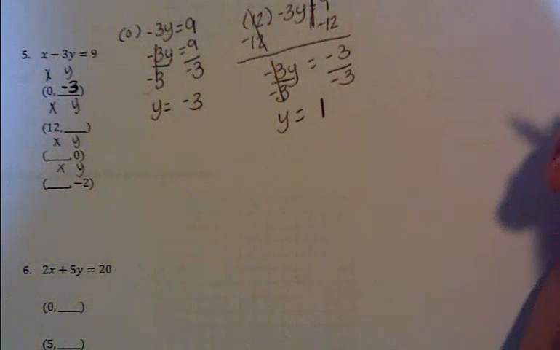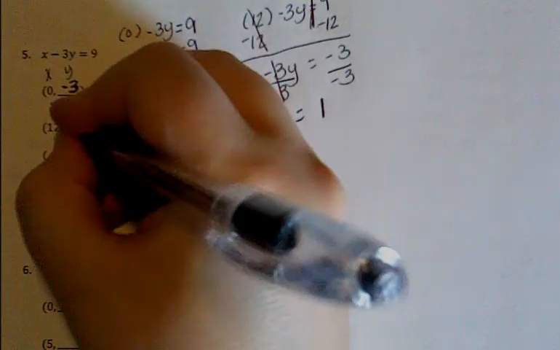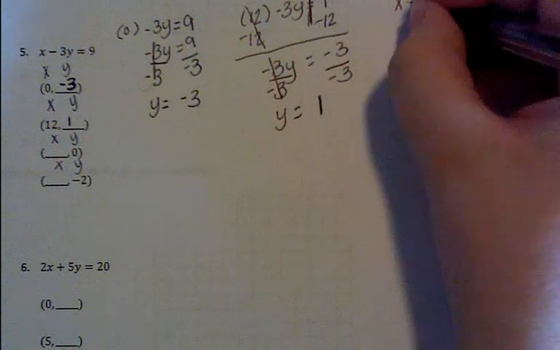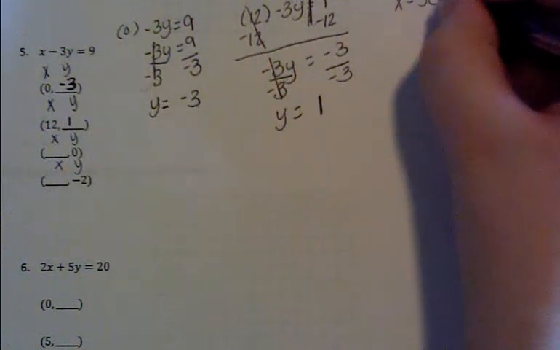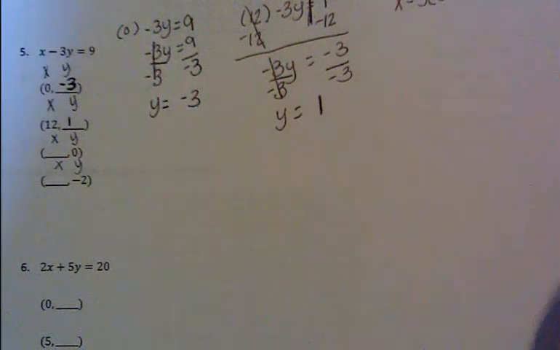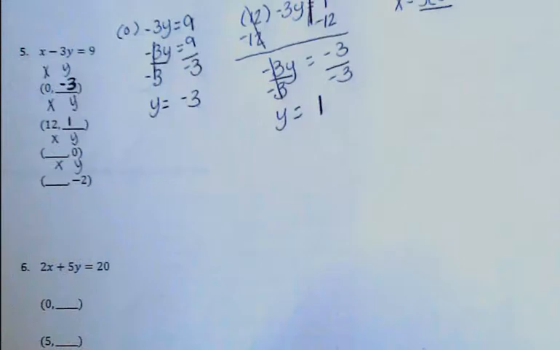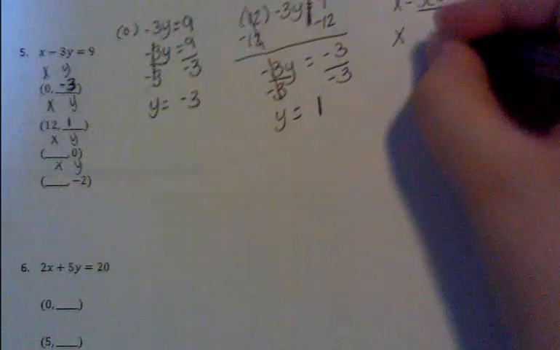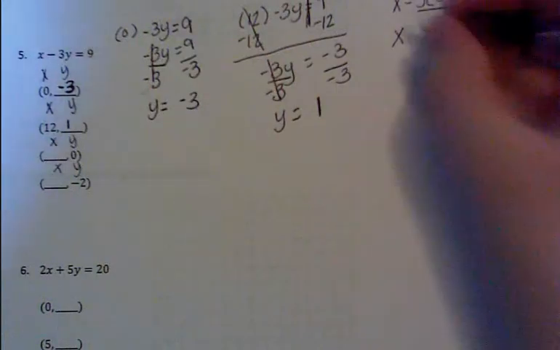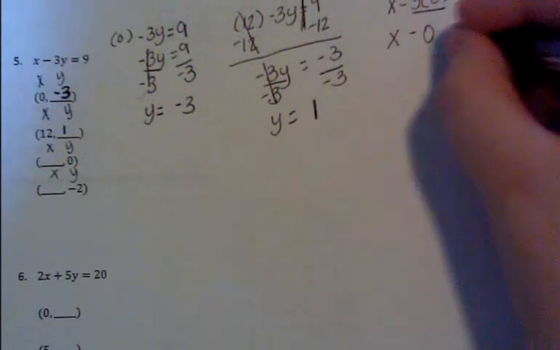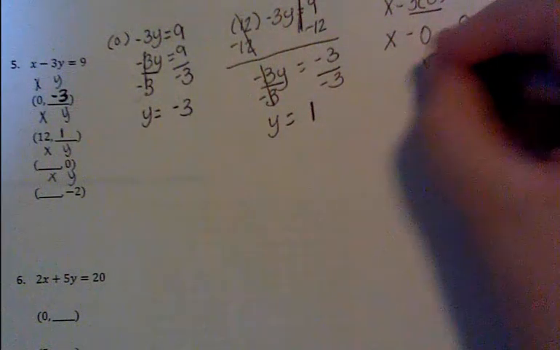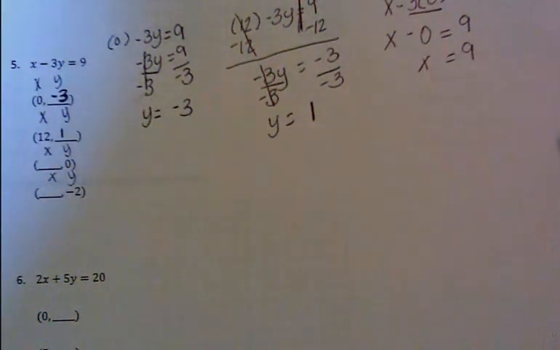Next we have blank, 0. So we don't know what our x is, but we know that our y is 0. So to solve, the first thing we should do is multiply that -3 and 0. So I've got x, and then -3 times 0 would mean that we were minusing 0. X minus 0 is just x. So x equals 9.